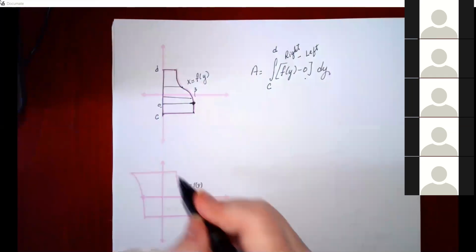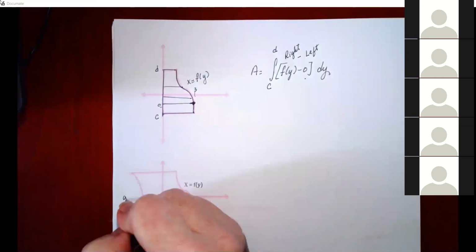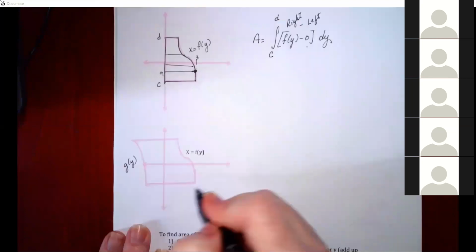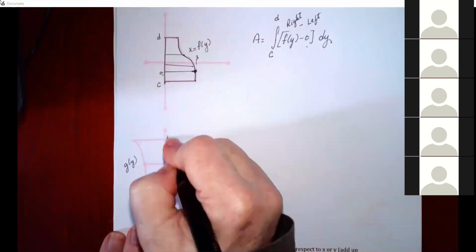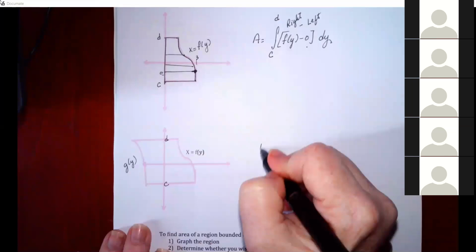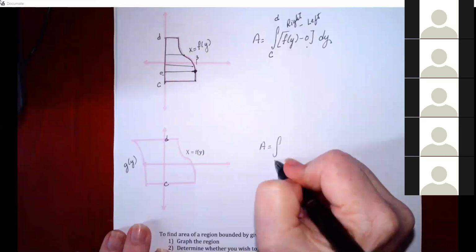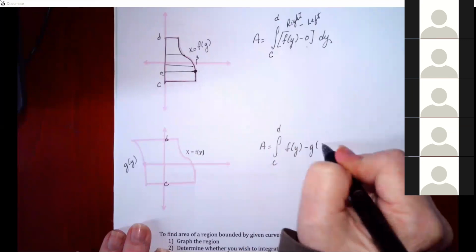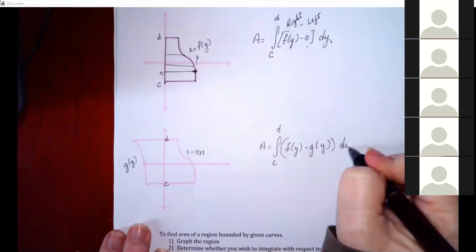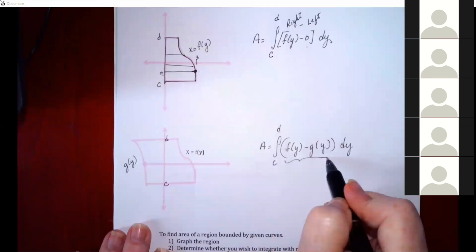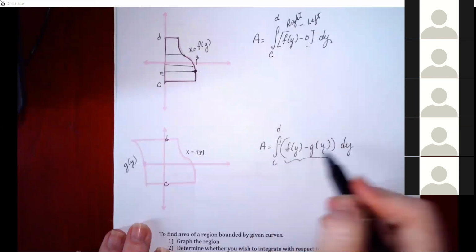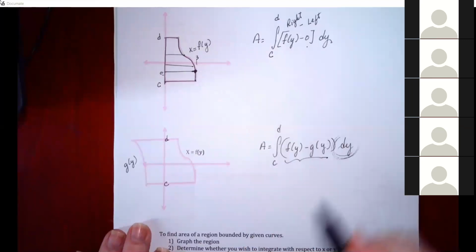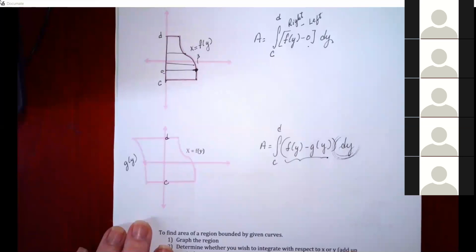So if this one was f of y and this one was g of y from C to D, this would be the integral from C to D of right graph minus left graph dy. Remember, this is the length or height, so to speak, of the rectangles that we're adding up. This is the width of them or the thickness of them.